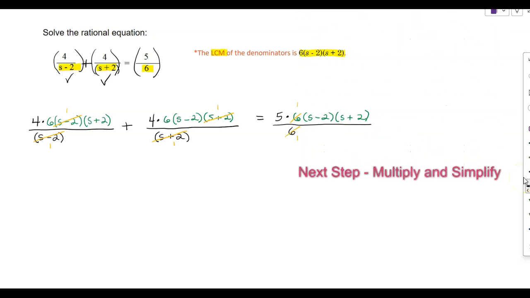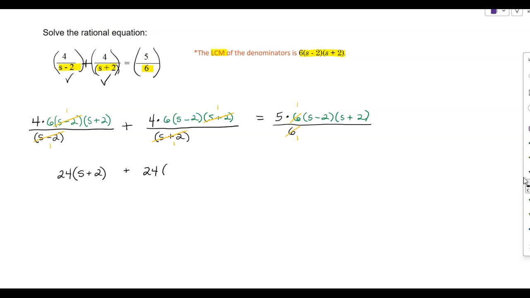So we'll have 4 times 6, that's 24, and s plus 2. We're going to take as many steps as we need to see this multiply out, so let's just go through simply. Multiply just your numbers: 24, s minus 2, that's what's left over. We're going to come back through and multiply, don't panic. And then we have our 5, and we have s minus 2, s plus 2.